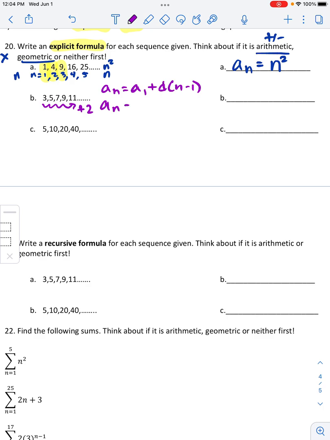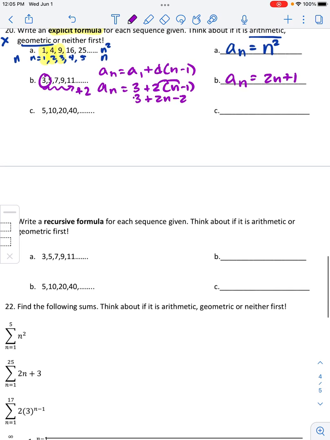So for me, my first term is 3. My common difference I decided was 2. So I distribute that out. The 2 becomes 2n minus 2. So my explicit formula is 2n plus 1, because the 3 and the minus 2 combine.